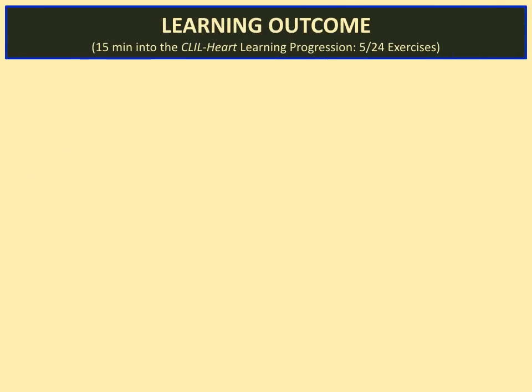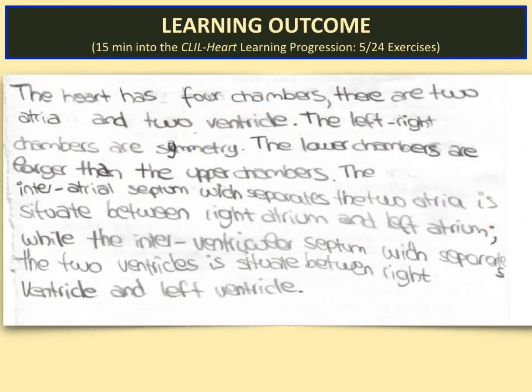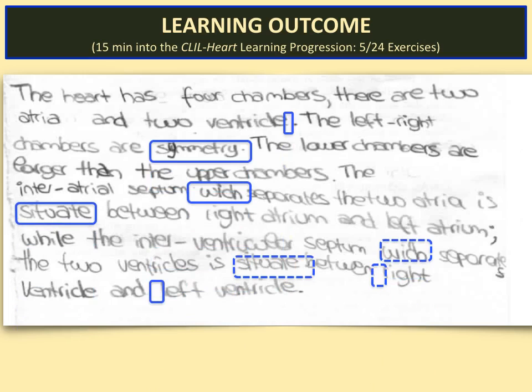Let's look at the learning outcome, therefore, obtained 15 minutes into the CLIL-Heart learning progression. This was after exercise 5 of the 24 exercises. Here is what a student wrote. Now, if we look at this, you'll see some mistakes. These blue rectangles, for example: to ventricle, no S; symmetry with only one M; which with no H; situated with no D. These dotted rectangles represent the same mistake repeated, so again, which with no H appearing again.